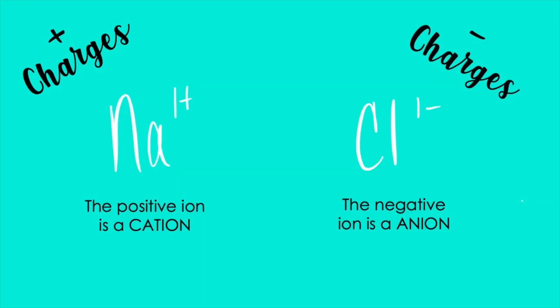As you can see with these examples, sodium, Na, has a 1 plus charge. It is a positive ion, which is called a cation. So if you see that word, it's talking about the positive one. And then on the other side, you have chlorine, which has a charge or oxidation number of 1 minus. It is the negative one, and it's an anion. So sodium in this case is the cation, and chlorine is your anion.